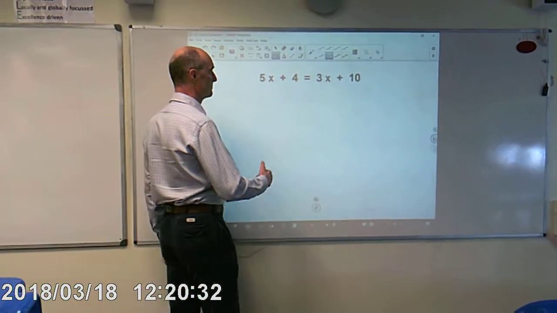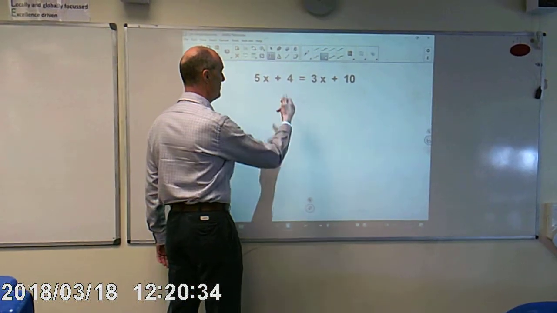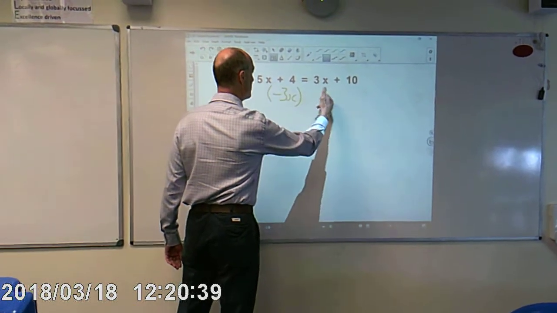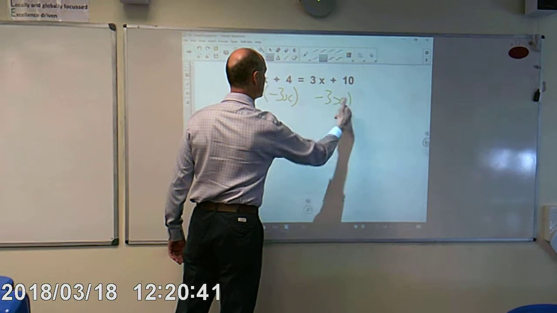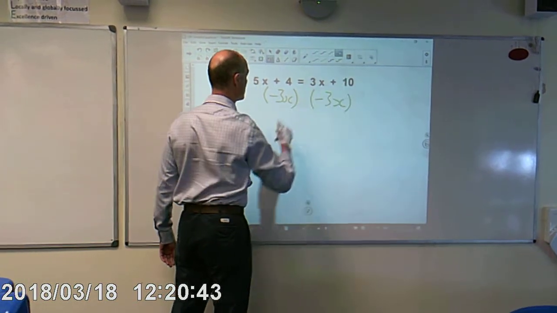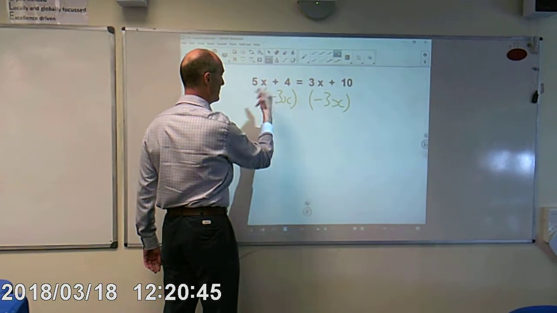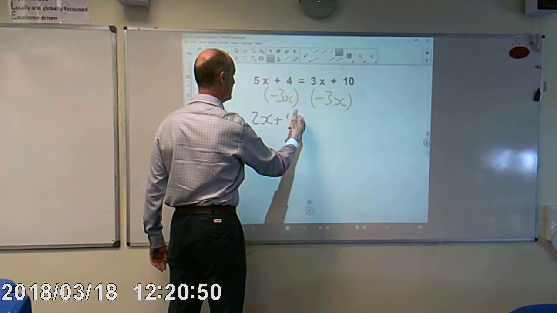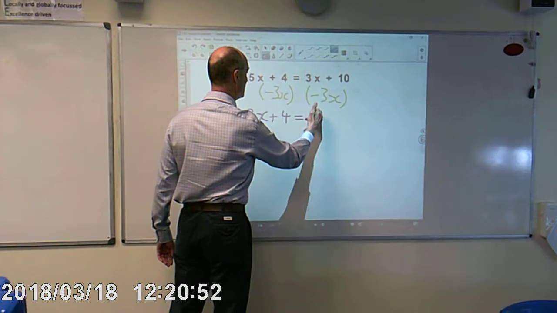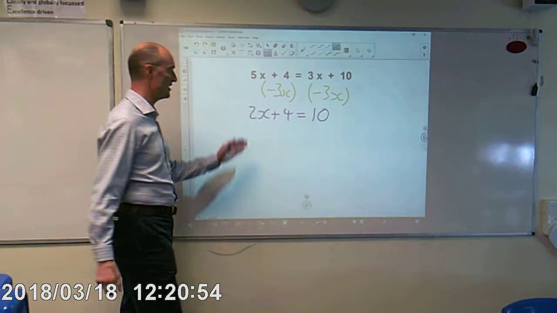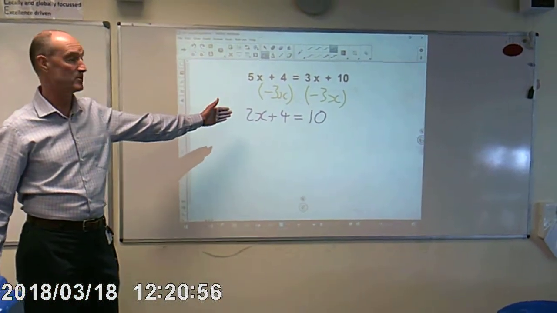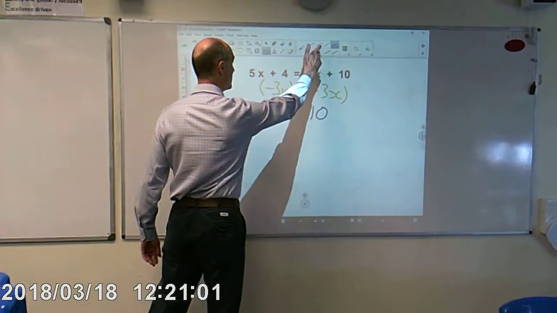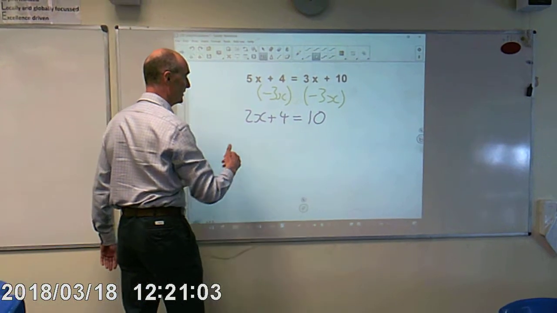So this time, let's start that process off by saying, well, we're going to take away 3x on both sides. What does that give us? Left hand side, it means we've got 2x plus 4. On the right hand side, we're just left with 10. That's taken us back to the situation that we had with the simple equations. Now we should be able to solve that. We've got that extra step that's gone in there.